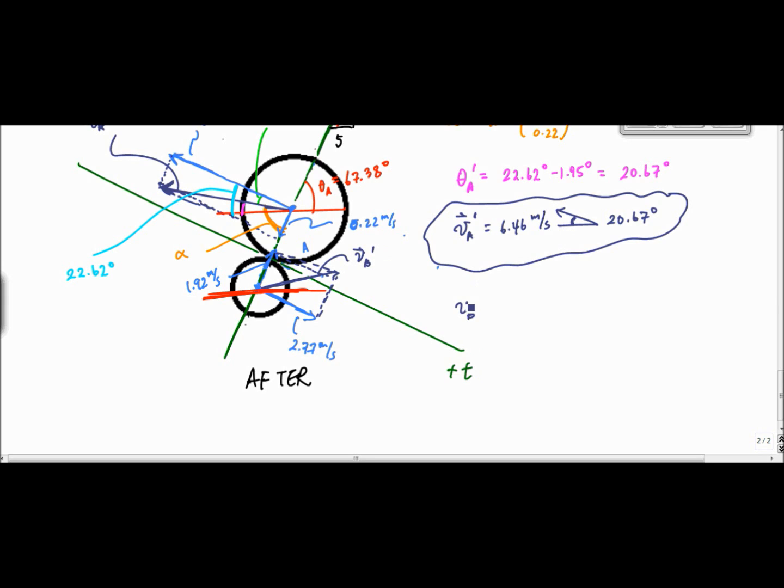And VB prime, if you go through the same process and work out all the geometry again, just a bunch of vector stuff and geometry, all right? VB prime ends up being 3.50 meters per second at an angle, generally to the right, from the horizontal at 12.10 degrees right here, right?